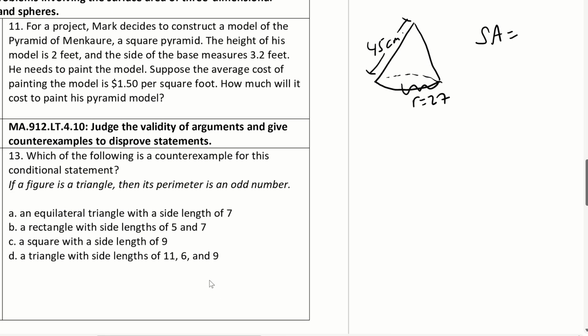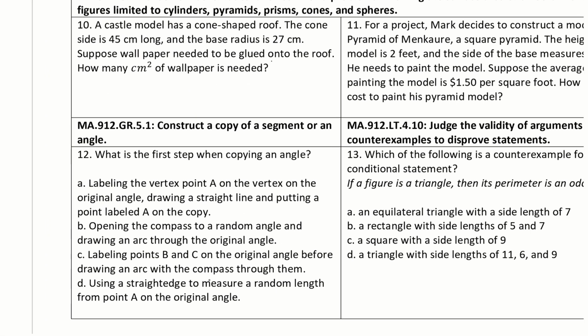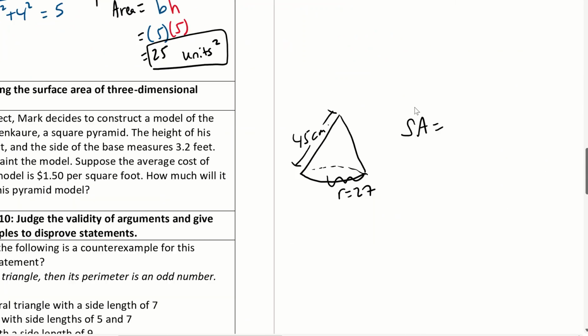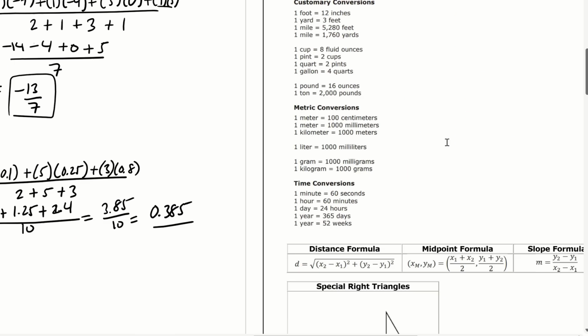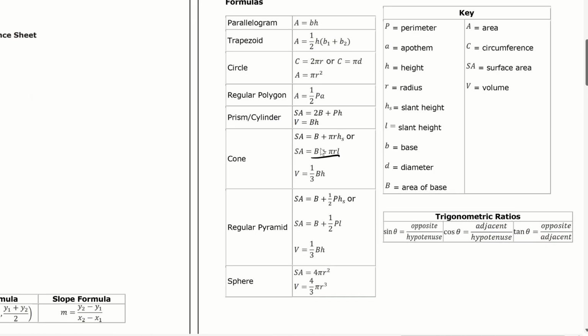Now, if we go back to that question, they're saying you need to glue it onto the roof, right? So since you're gluing it onto the roof, you're only doing this part right here. You're not doing the black part, right? You're not doing that part of the roof, you're doing the red part, right? So we need to find the red surface area, okay? So since we're not doing the base, we do not need the base part of the formula, okay? So we're going to cross that out essentially. We're only looking for the pi RL part, okay?